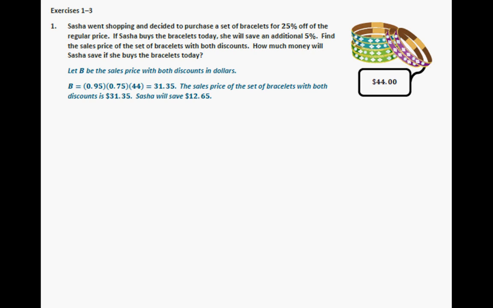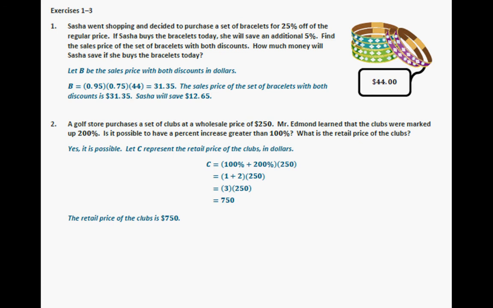All right, you should be done with number 2. So the retail price of the clubs is $750. Make sure you are reading the question. What is the question actually asking for? Because with these problems, you can come up with several different pieces of information, but you have to come up with the information that answers the question that is being asked. All right, go ahead and do number 3.